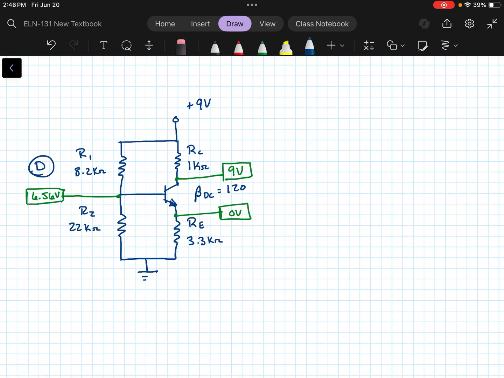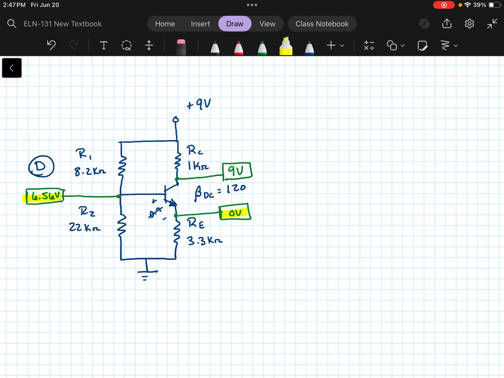And then finally, okay, we've got almost 7 volts at the base, and we have 0 volts at the emitter, where we should have about 0.7. Looks like we have about 7 volts instead. So that tells me there's a problem there.